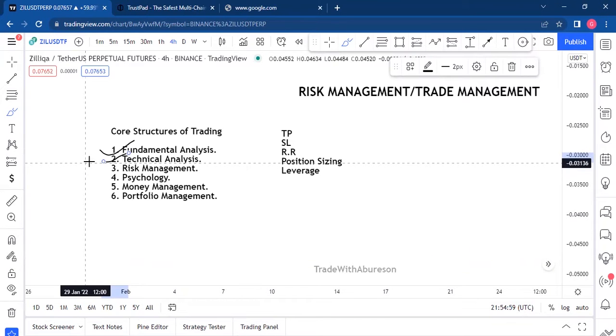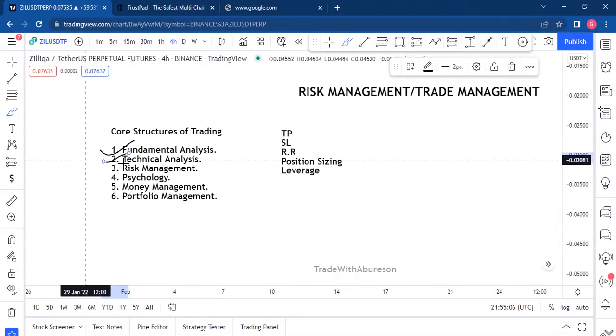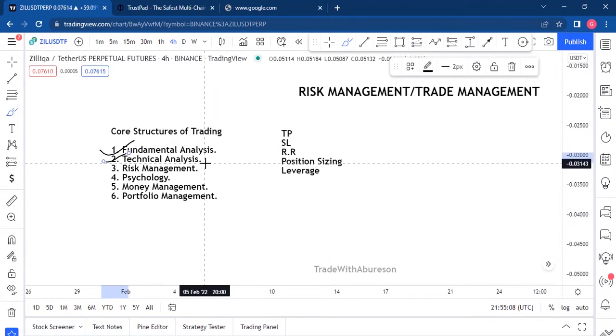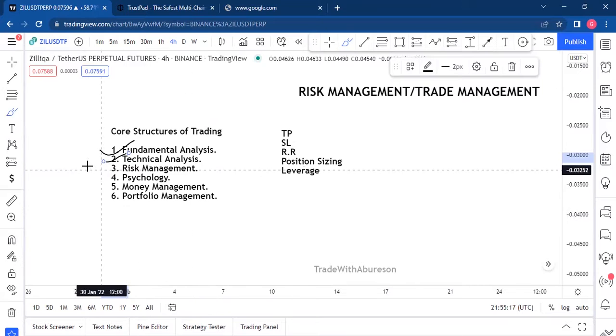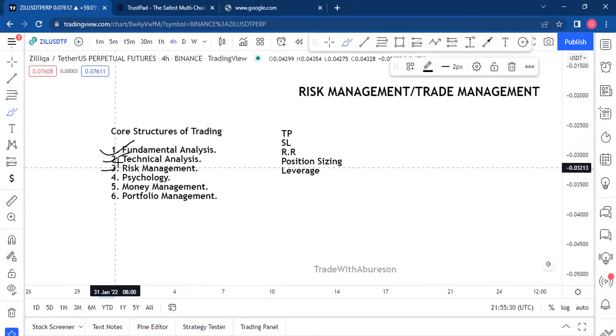Then there is risk management. You need to understand how the fundamentals work and how technicals work, and you also need to be able to manage your account and your risk, and know what is the ideal risk to take when applying risk on your trades. That covers position sizing and the risk to reward ratio. How good is the risk to reward ratio?